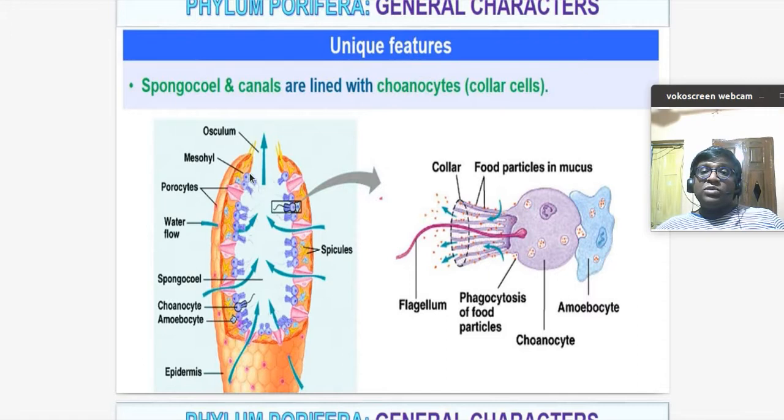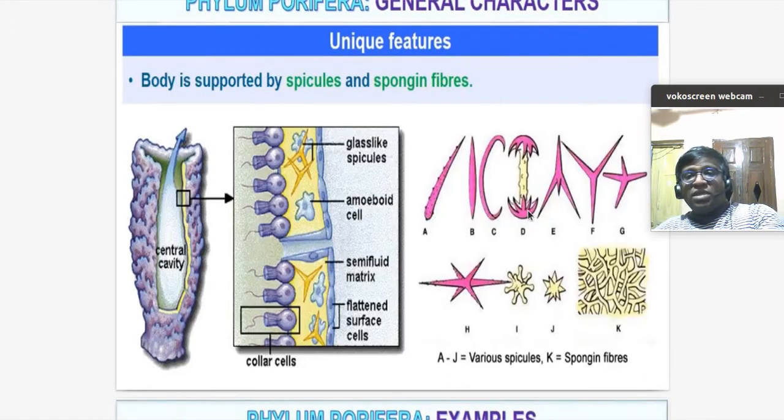Then there is the spongiocele, and these canals are lined by collar cells. So the collar cells look like this. They are not required for the diagram, you just remember. The spongiocele is lined by these collar cells. This is how the collar cell looks, an enlarged collar cell. We call this choanocytes. So that is one unique feature of this Porifera.